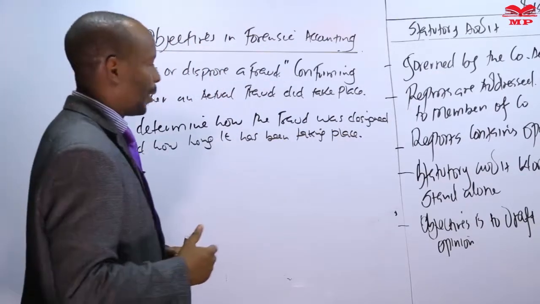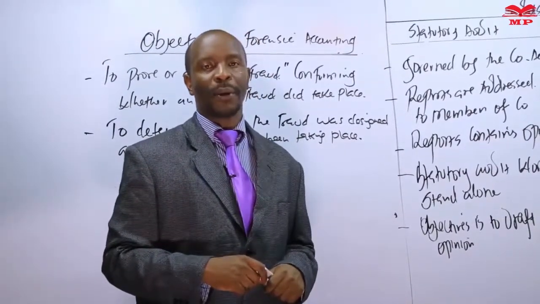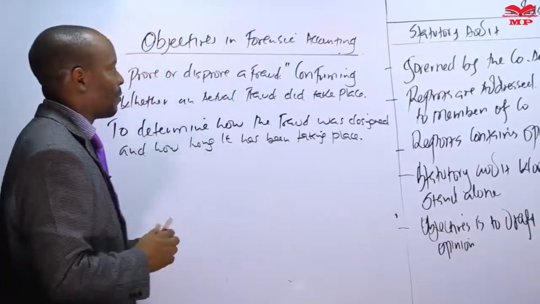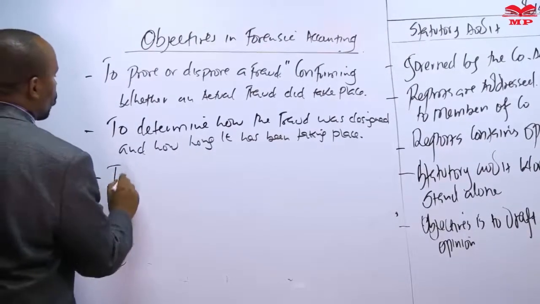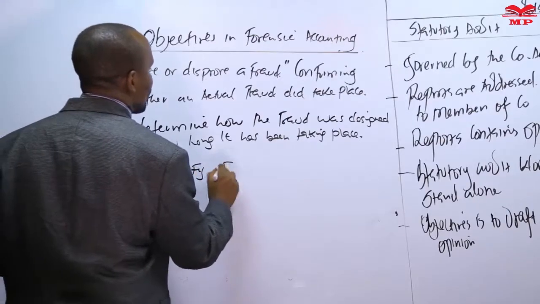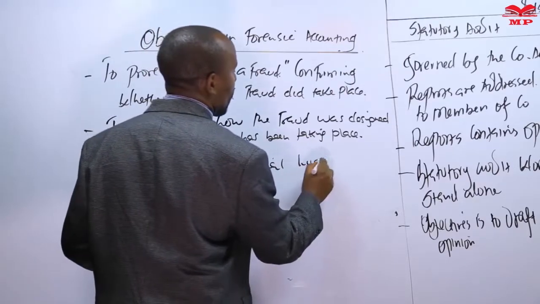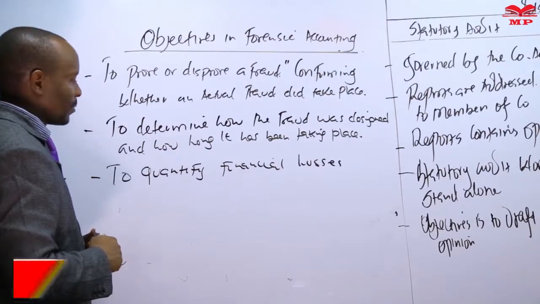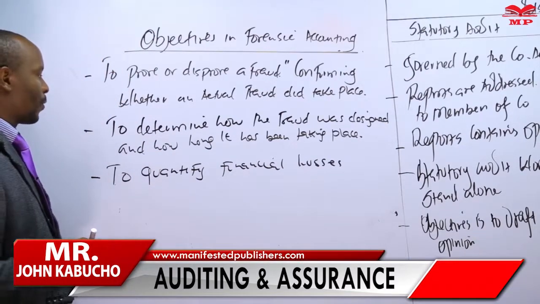In accounting and audit, we say a fraud can never occur until money has been misappropriated, and therefore it is always good to quantify how much money you are going to be expecting to have been lost in this particular fraud. So we say number three, to quantify the financial loss. We want to put that loss in monetary terms so that we can know how much money the company has lost in this particular scenario.